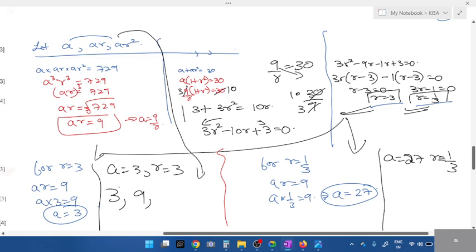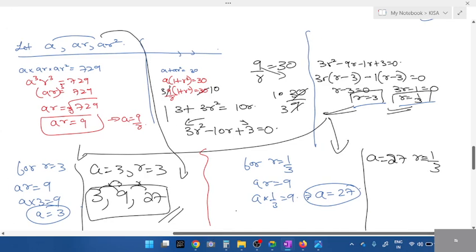What will be the third number? What's the difference? It is multiplying by 3, right? So it should be 27. 3, 9, 27 is one combination. First answer. Second answer: 27 and R is given.